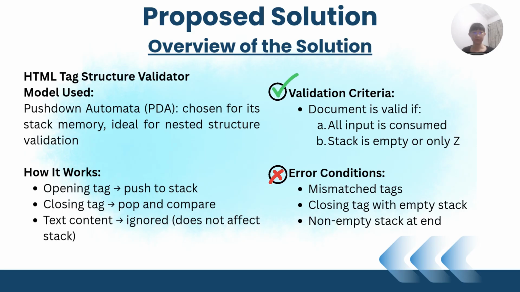This is our proposed solution, an HTML tag structure validator using push-down automata. We used a PDA because its stack is ideal for tracking nested tags, something finite state machines cannot handle. When it reads an opening tag, it will push to the stack. When it reads a closing tag, it will pop and compare. The text content is ignored.